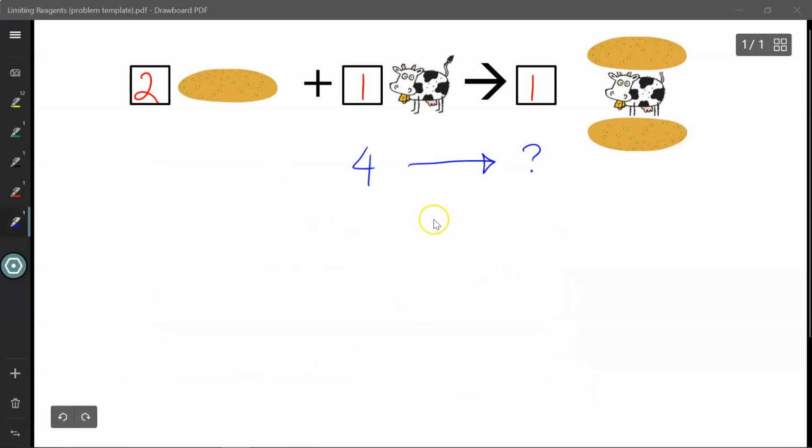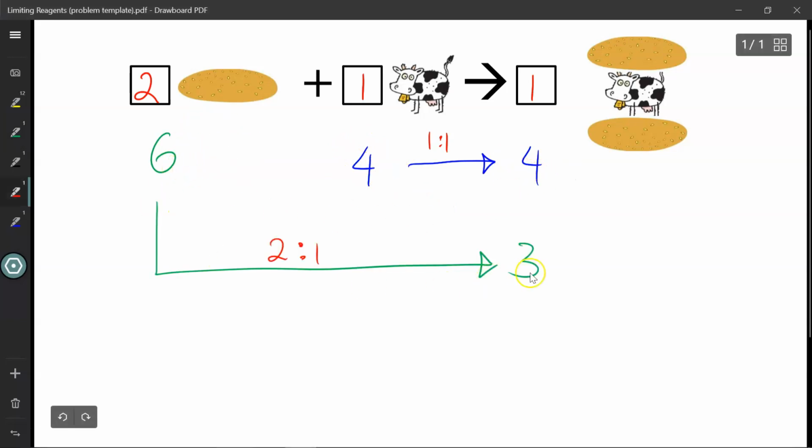Now up until this point, we've been dealing with single scenarios, where if I have 4 cows, how many burgers can I make? Well, because it's a 1:1 ratio, I can make 4 burgers. But what if I had 6 buns and 4 cows? Now how many burgers can I make? Well, I still have enough cows to make 4 burgers, but I only have enough buns to make 3 burgers. So how many burgers can I actually make? The cows are telling me I can make 4, but the buns are telling me I can make 3. Which one is correct? Who's telling me the truth?